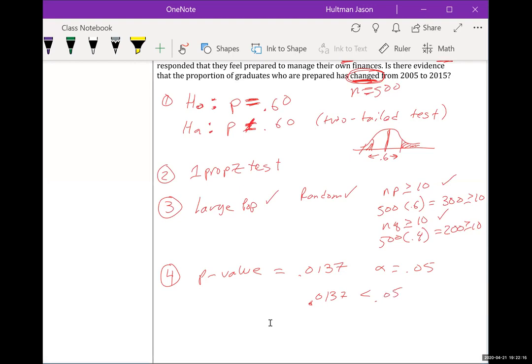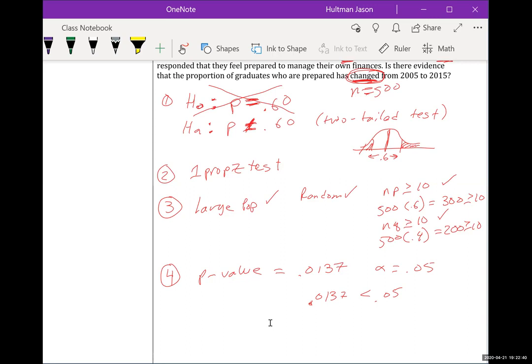Okay, yeah, it tells me to reject the null. What am I going to do? I'm going to reject the null. Okay, I'm going to reject my H0, because that's what you do. So reject the null here, and we're going to do 0.037 is less than 0.05.